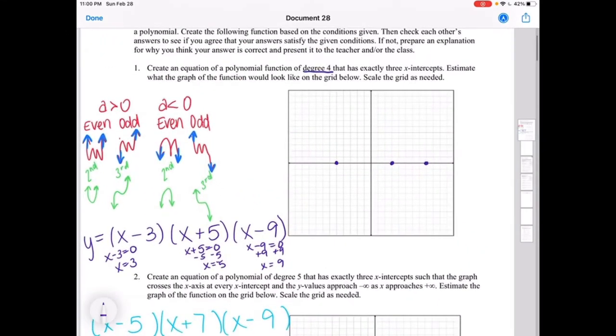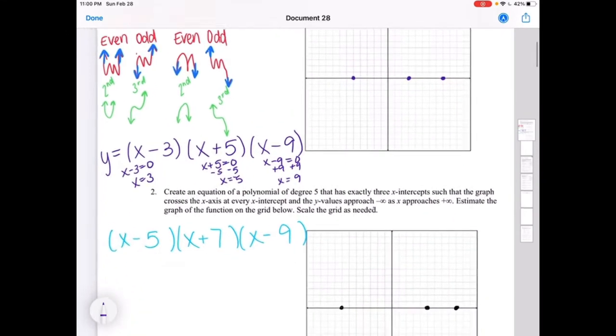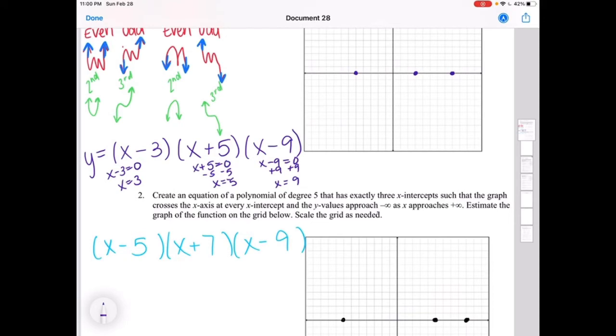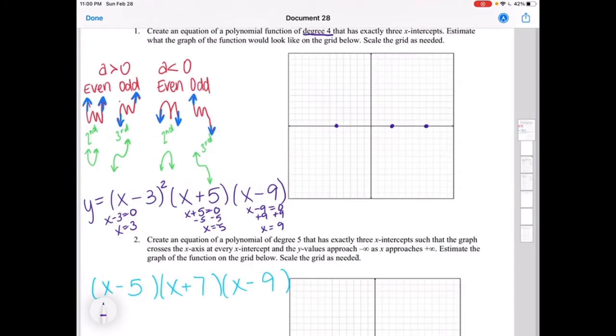But the one thing I'm missing is that it's asking for a 4th degree, and right now I only have a 3rd degree polynomial. x times x times x gives me x to the 3rd. So I'm going to take this factor and square it. That way, x squared times x is x to the 3rd, times another x gives me x to the 4th, which is a 4th degree polynomial. Thinking back to what happens at each root, depending on the multiplicity of the root, we know exactly how to graph this polynomial without even using Desmos.